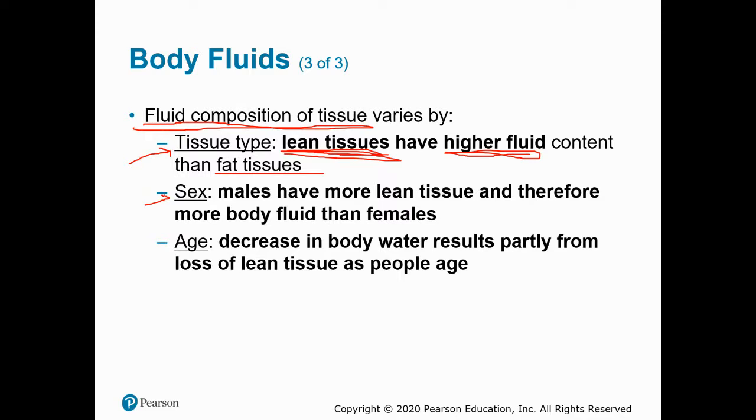And then sex and age will also influence tissue fluid composition. Males tend to have more lean tissue relative to females, therefore they tend to have more total body fluid than females. And then with age, as we get older, we tend to lose more body water. Typically as people get older, they lose body water just naturally with age. Also, as we get older, we tend to lose more of our lean tissue mass. And as we lose more lean tissue, we lose body water that way as well.